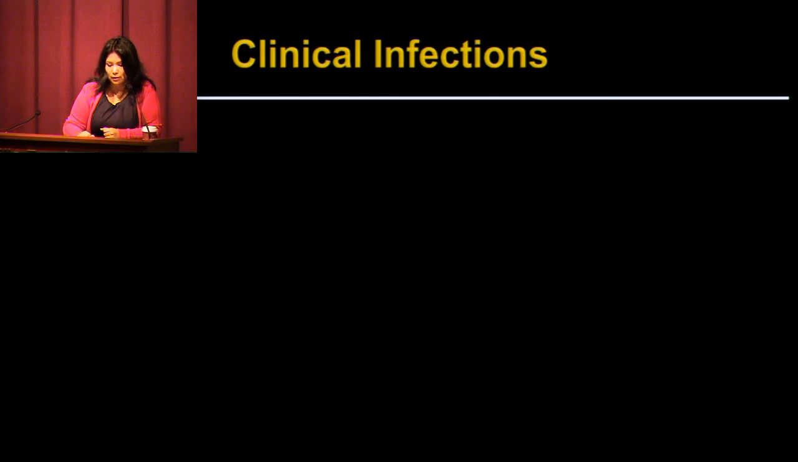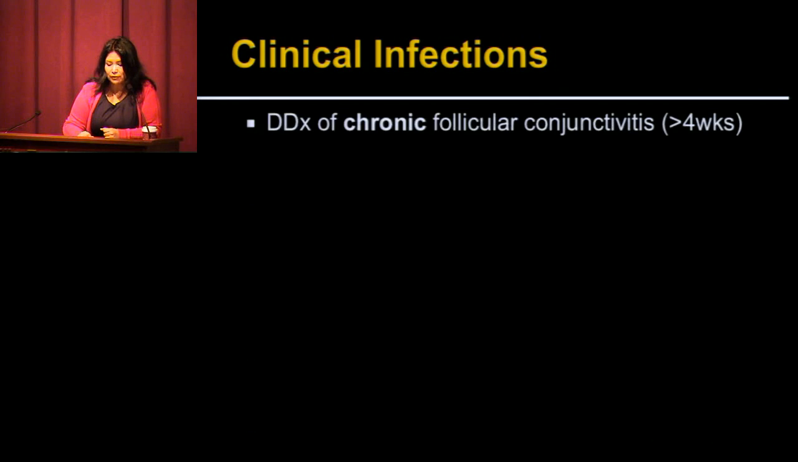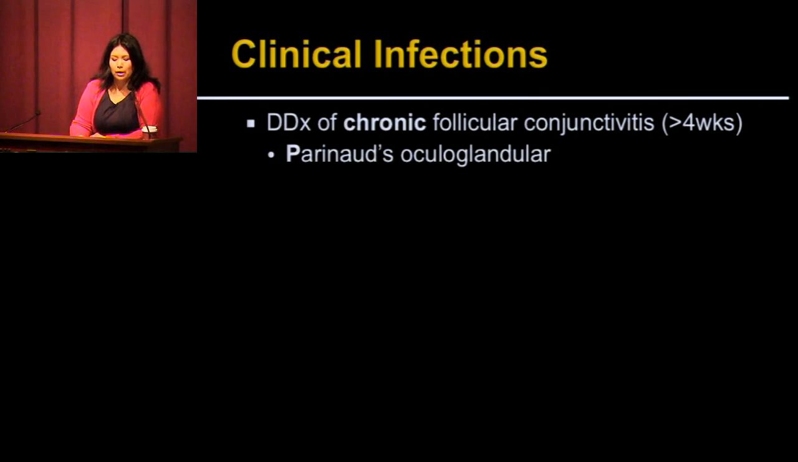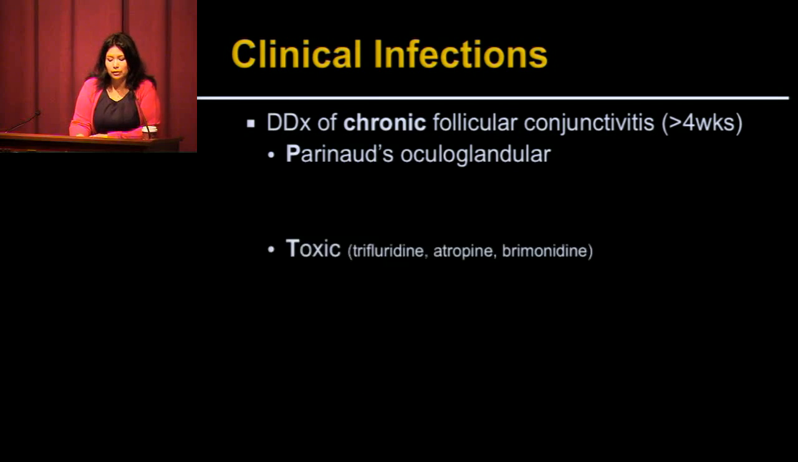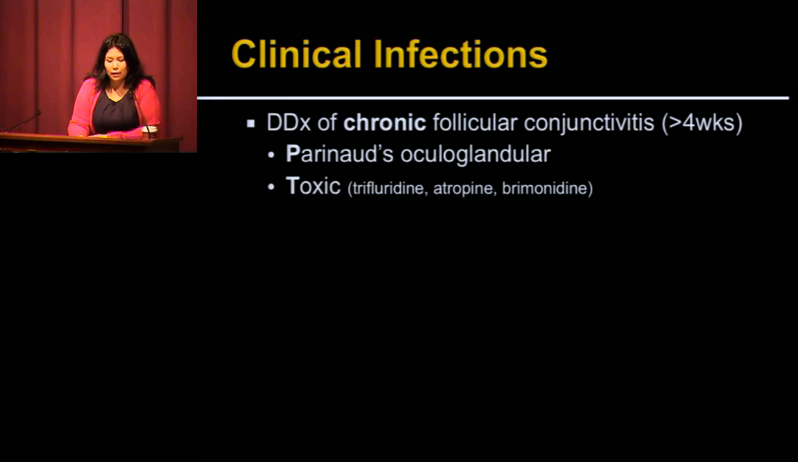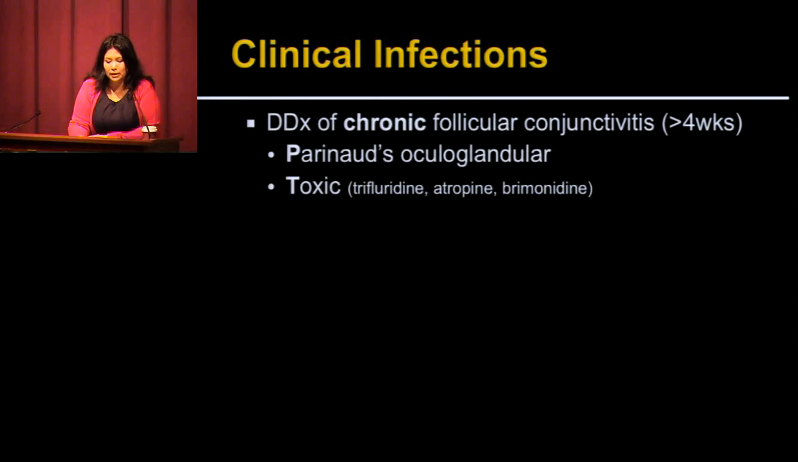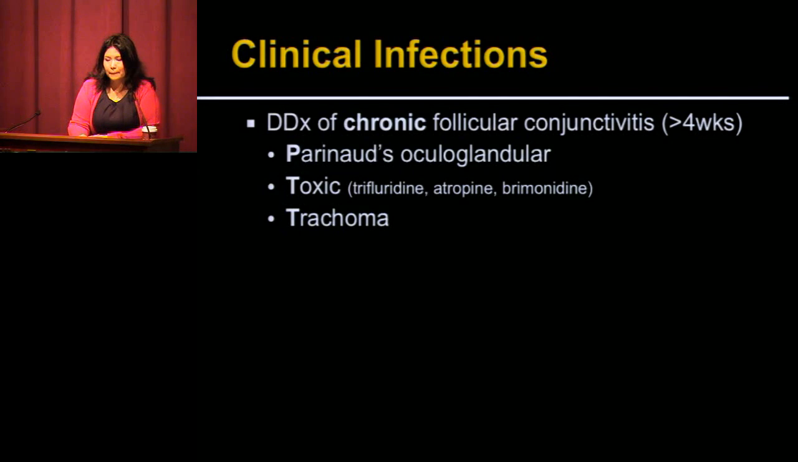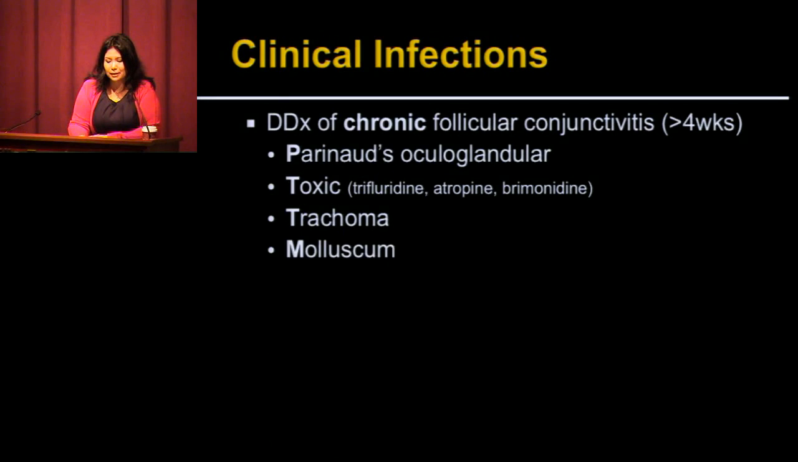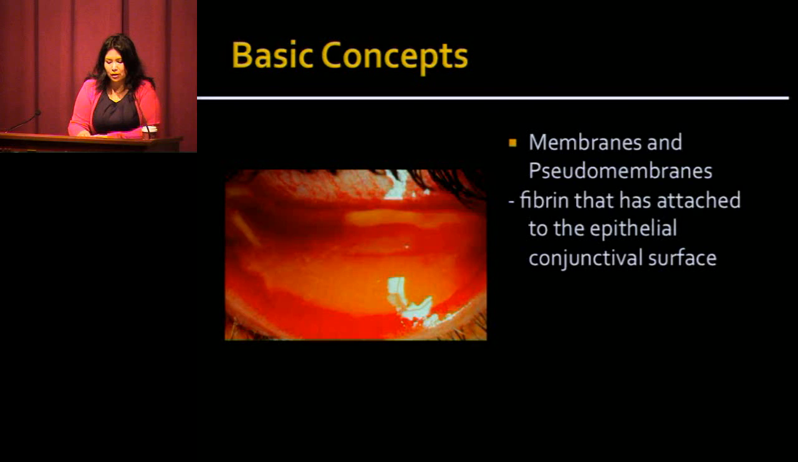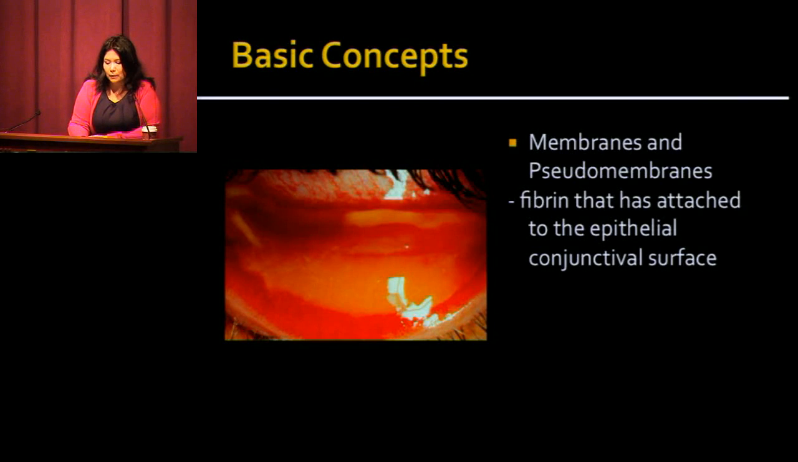Viral conjunctivitis. All right. So the differential of more than 4 weeks of a chronic follicular conjunctivitis we're going to go through is parinaud's oculoglandular. You got the toxic kind, again, atropine, brimonidine. A lot of drops can cause a toxic conjunctivitis. Trachoma, which usually affects upper or lower? You got it, upper. Molluscum, and Moraxella, which is correlated with blepharitis, and you got Lyme on there too, as well as chlamydia. Lyme is not that common.